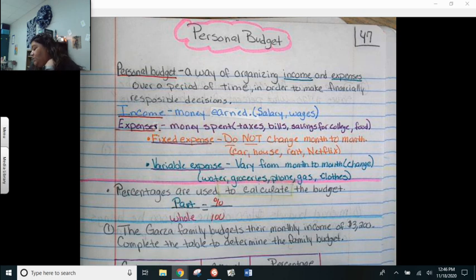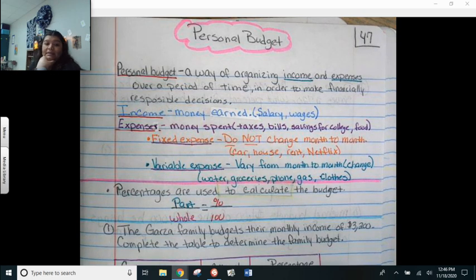Okay, so some other words you need to know. You do need to know what income is. Income is the money you earn. Some of the other words you might see are your salary, your wages. That's how much you get paid. Okay, and like I said, most personal budgets are on a monthly budget, and the reason you do that is because your bills come in monthly. Everything is paid monthly, so your budgets are usually monthly.